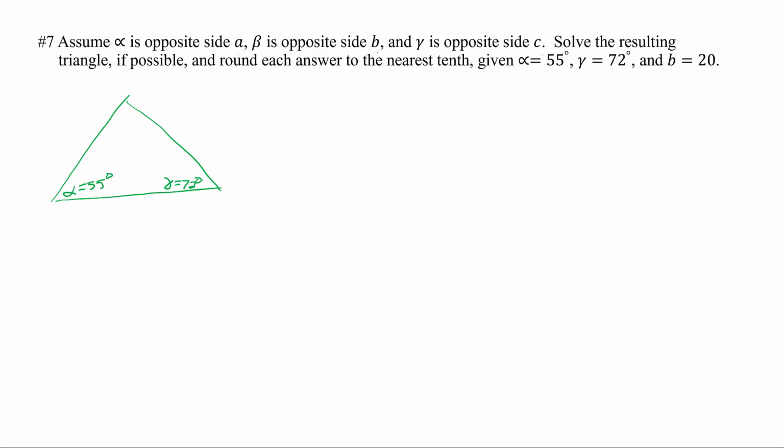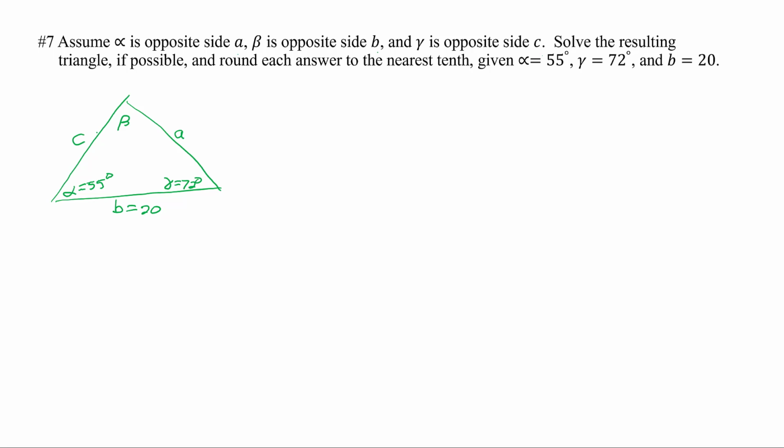And we're told that B equals 20. So B would be opposite our angle beta. So here we have B equals 20. The side A is opposite alpha, side C is opposite gamma. And so in solving, we're going to use the law of sines here.